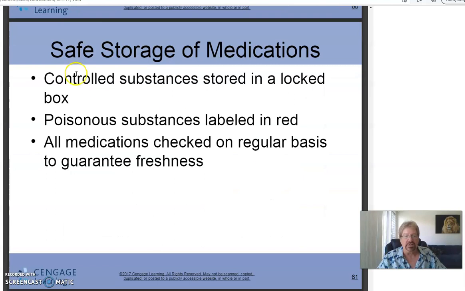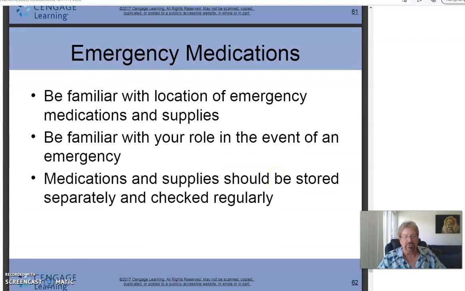Safe storage of medications. Controlled substances stored in a locked box. The ones like pain pills and all that people want. Poison substances labeled in red. All medication checked on a regular basis to guarantee freshness. We're moving along because I want to finish.